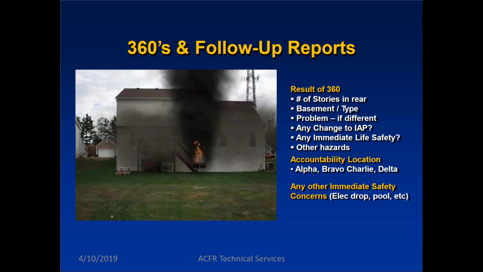So if we change this, there's immediate dangers to life safety, or there's other hazards, we need to give a follow-up report after our 360. We then need to announce, where's accountability going to be? Where's the unit going to be on the Alpha, Bravo, Charlie, Delta side where we'll collect our PAT tags? Or we know exactly if engine 81 is on the Alpha side, we'll establish engine 81 as the Alpha side accountability. And then any other immediate safety concerns, electrical drops, a pool, some sort of propane tank or whatever may be the case there.